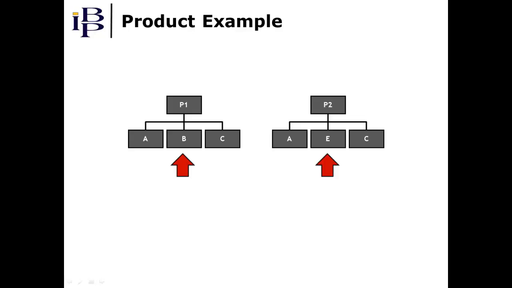The instructions that define the steps for using the ingredients is equivalent to what's called a routing. So getting back to the examples on the screen, the only difference between the two is that product 1 uses component B, while product 2 uses component E.